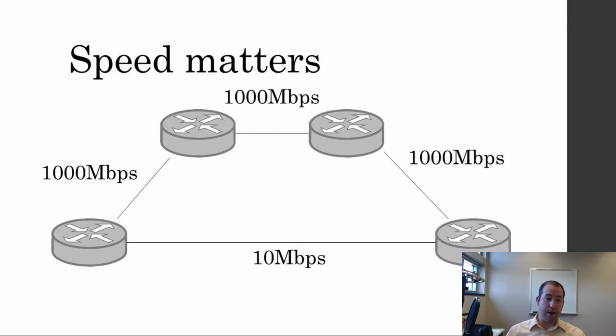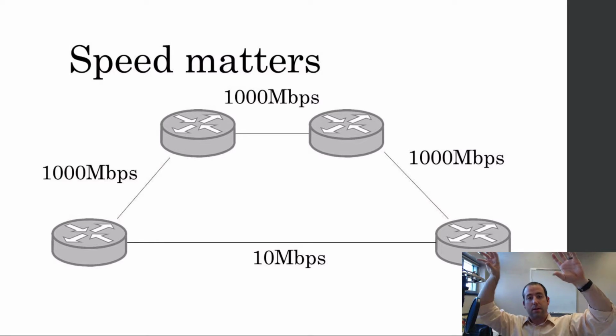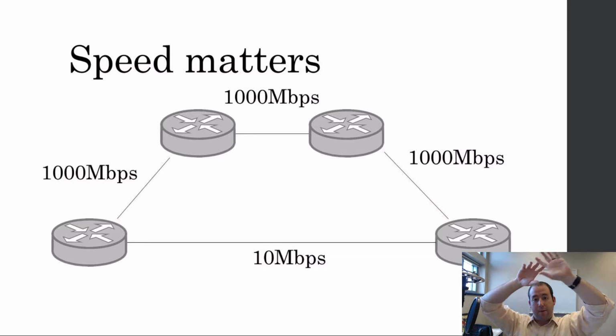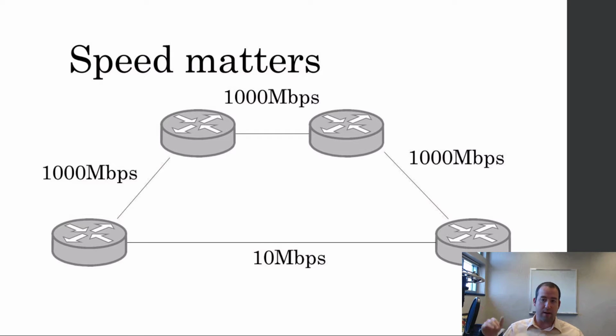Because if I have 1,000 megabits to the router up above me and 10 megabits to the router across, well, that's fine. But if I don't know the next step, what about the router up above me? What if it only has 10 megabits to the next hop? Then I'm no better off going that way than I am just sending it directly. So you have to have that entire map of the network rather than just knowing about the connections that you're directly connected to.